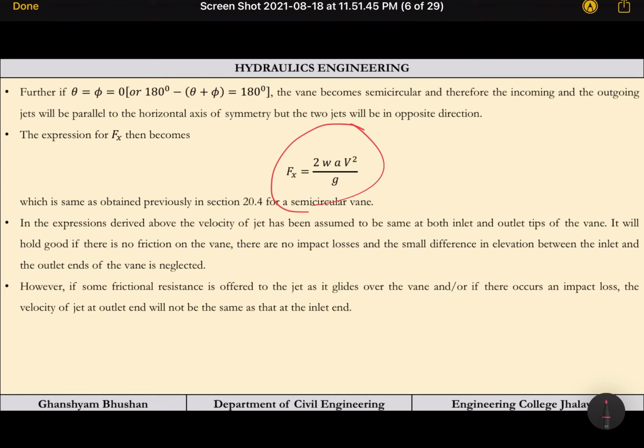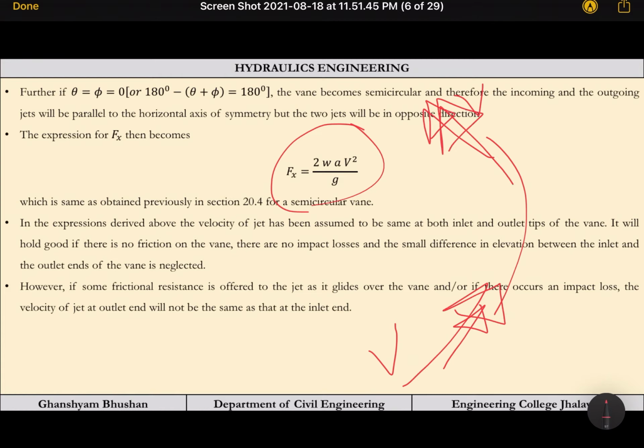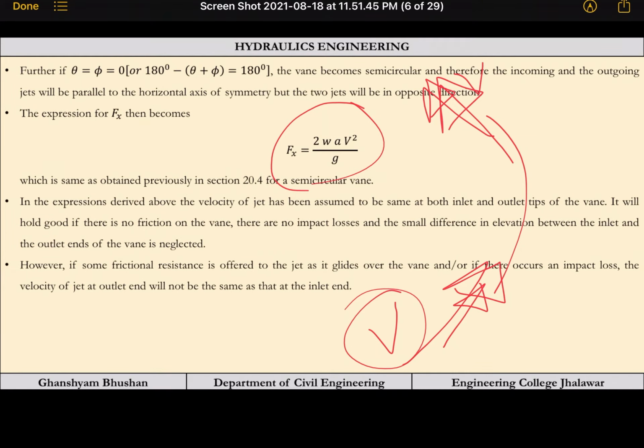So in the expression derived above, the velocity of the jet has been assumed to be the same at both the inlet and outlet tip of the vane. Why is it happening? Because here it is V, so here it is also V. Why? Because the frictional losses are being neglected. So whatever fluid enters the system, the same amount of fluid will exit the system. So it will lead to the velocity of the jet at inlet and outlet being the same. However, if some frictional resistance is offered to the jet as it glides over the vane, or if there occurs an impact loss, the velocity of the jet will be different. So this is very basic and this is a matter of common sense.